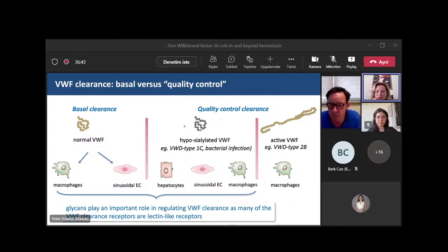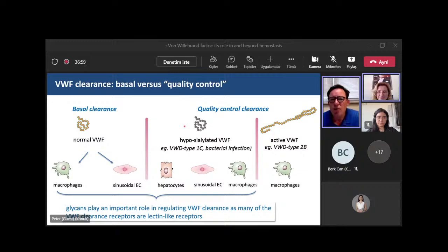So for this quality control clearance, it is for example, you wrote VWD type 1C. If the Willebrand factor has mutations or it didn't fold properly, right? It occurs with this type of Willebrand factor.